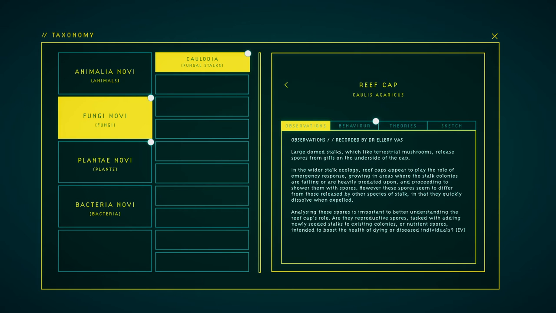Are they reproductive spores, tasked with adding newly seeded stalks to existing colonies, or nutrient spores, intended to boost the health of dying or diseased individuals?